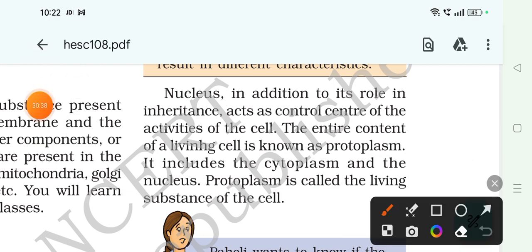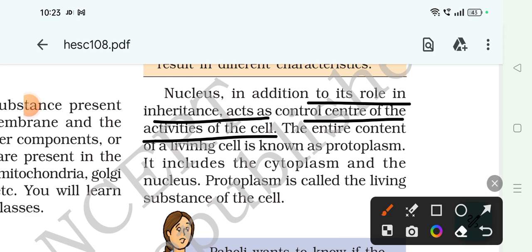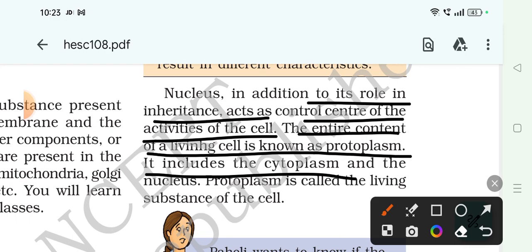The nucleus, in addition to its role in inheritance, acts as the control center of all the activities of the cell. The entire content of a living cell is known as protoplasm. Now, what is protoplasm? Nothing but the whole cell. Protoplasm includes the cytoplasm, because cytoplasm is a living fluid, and the nucleus. Protoplasm is also called the living substance of the cell.